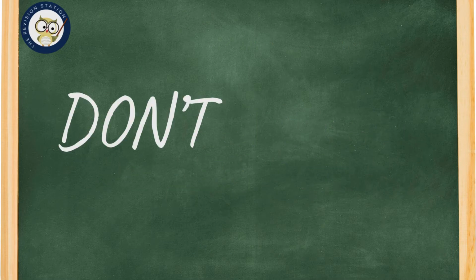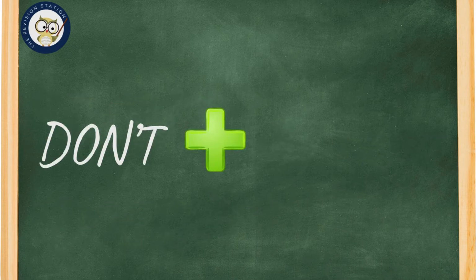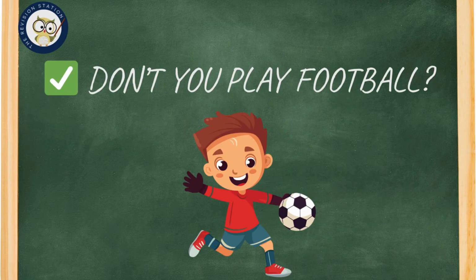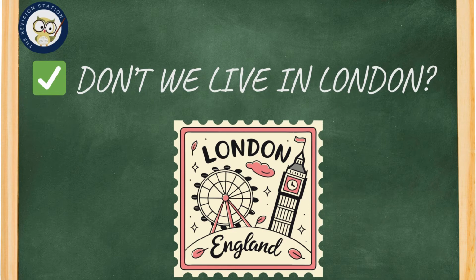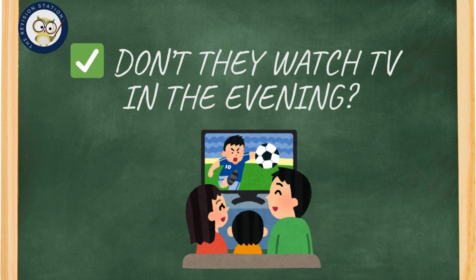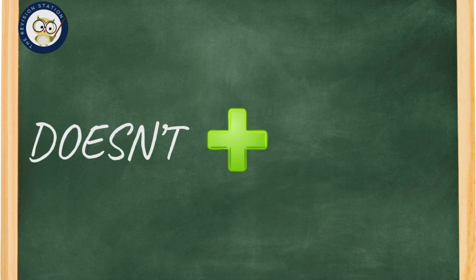Put don't or doesn't before the subject. Don't is used with I, you, we, they. Doesn't is used with he, she, it.